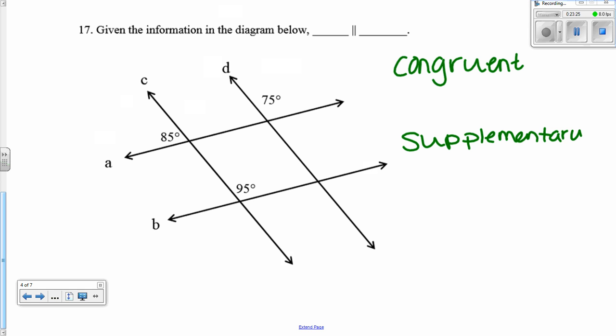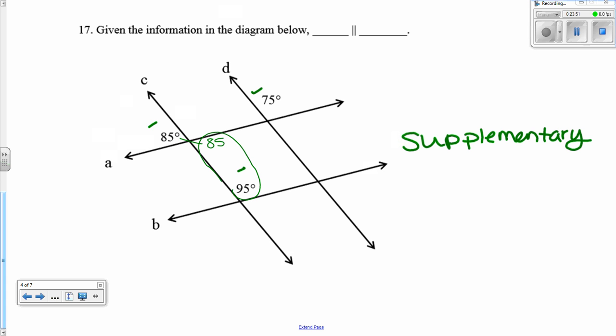Those are my two: all my parallel angle pairs are either congruent or they're supplementary. Just by looking at this picture, looking at my three angles, I know I'm looking for supplementary because I don't have any congruent angles. So I'm going to add them up and figure out which ones give me the 180. If I bring this one over, this is 85.